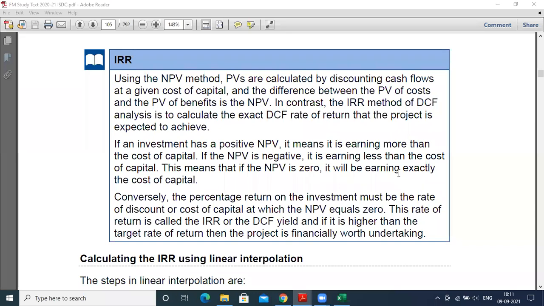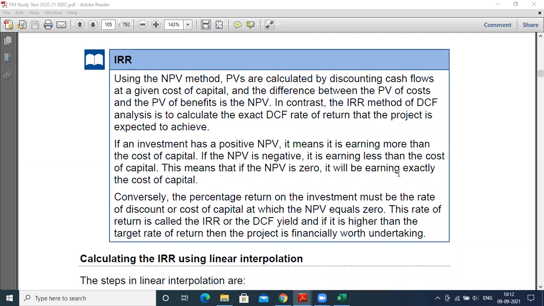Using the NPV method, present values are calculated by discounting cash flows at a given cost of capital. So we know this. Normally, how do we calculate the PV? We assume a specific discount factor, and using that discount factor, we calculate the present value of expected cash flows in the future. The difference between that present value and the initial investment is the net present value.